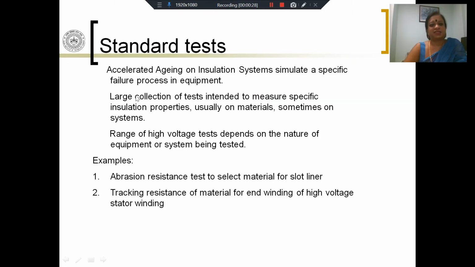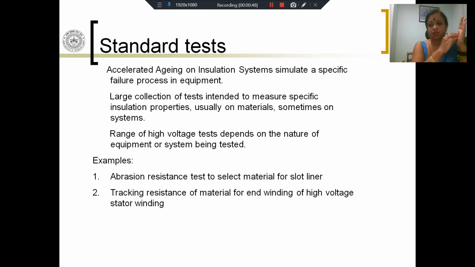the first is accelerated aging on insulating systems. I'm not going to talk about this right now because we will spend quite some time on accelerated aging tests a little later in this lecture. Apart from accelerated aging tests, we have a large collection of tests which are intended to measure specific insulation properties.